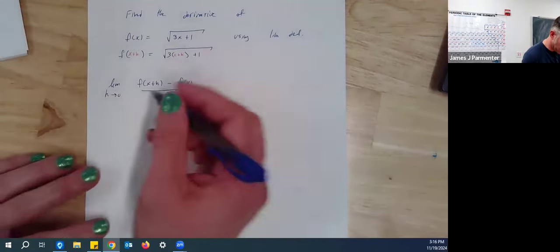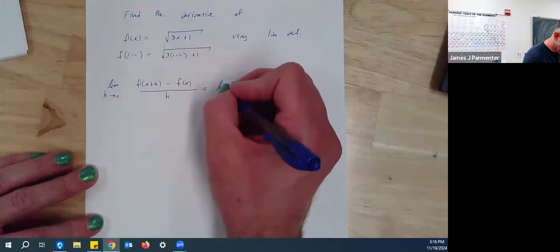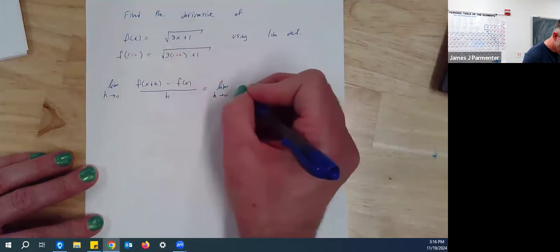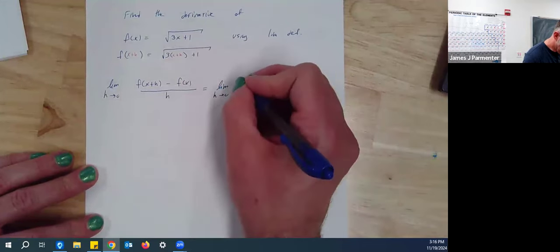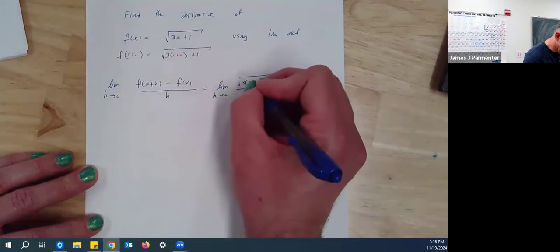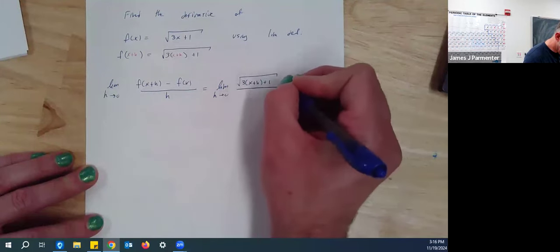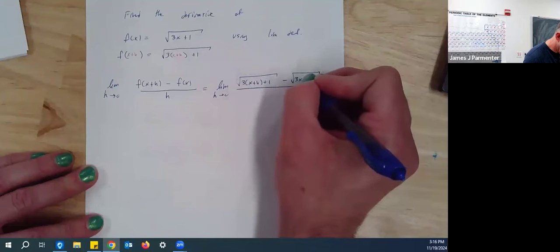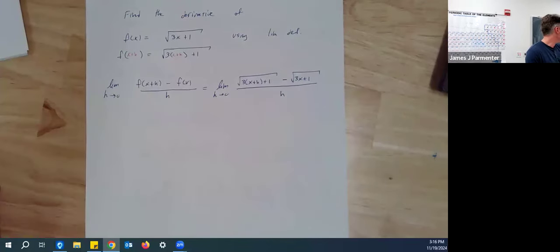And then we can write this out. Okay, this is going to be the limit as h goes to 0 of the square root of 3 times x plus h plus 1 minus the square root of 3x plus 1 all over h. Now what?